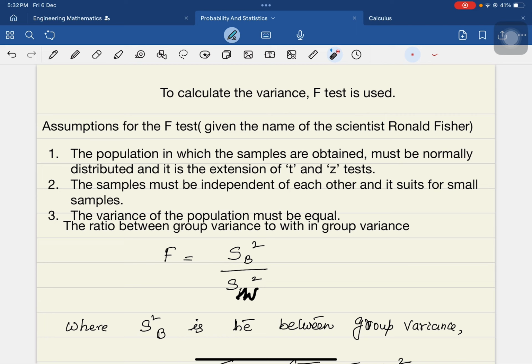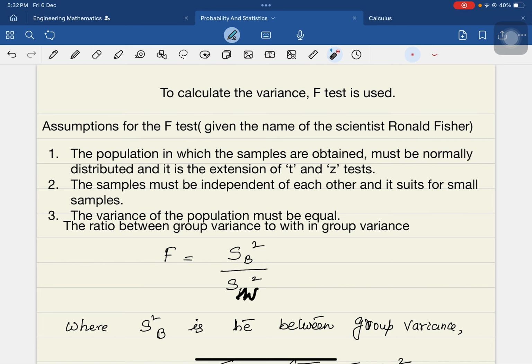So the population from which the samples are obtained must, of course, be normally distributed, and it is the extension of the small sample t test and the large sample z test also. And the samples must be independent of each other, and this particular test suits normally small samples only. Okay, and the variance of the populations must be equal.